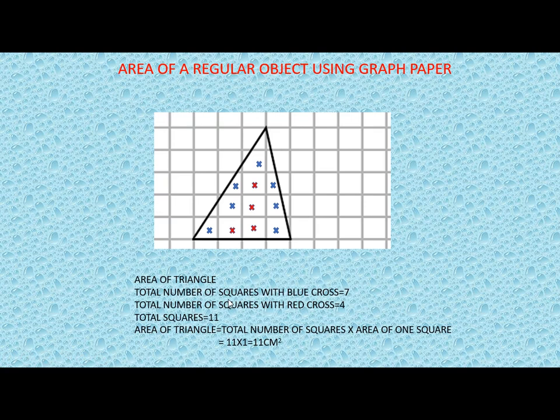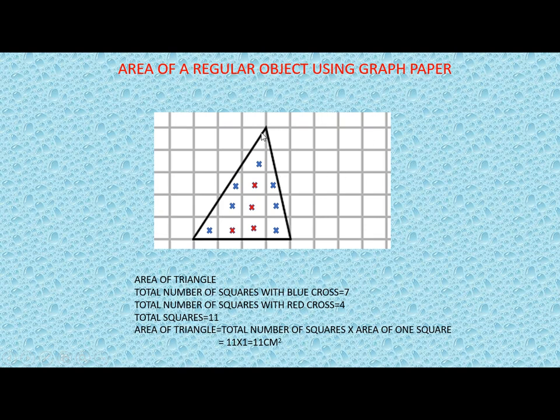Then here we have an experiment: how to find the area of a regular object using graph paper. Now what is a regular object? Regular objects are those whose shape is defined, and we know the formula to find their area. It's not that the shape is crooked or not easy to identify. Here you can see the shape of a triangle, and we have to find its area using graph paper.